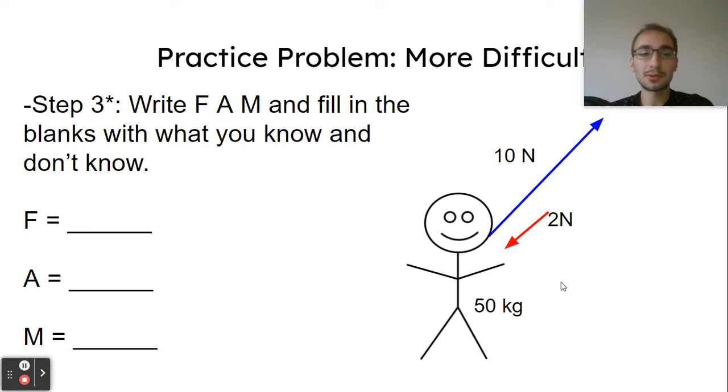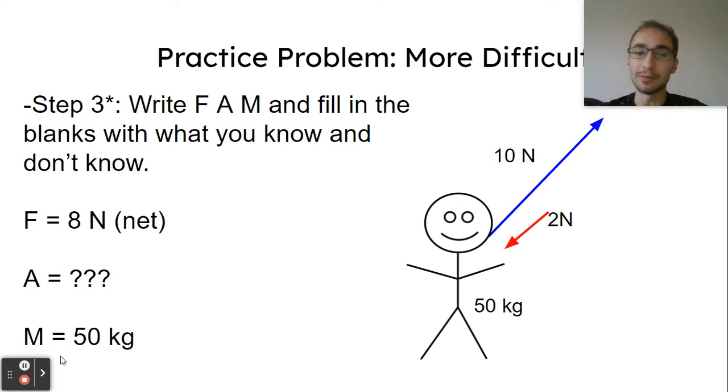Next one, write F equals, A equals, and M equals, and then fill in the blank for what you know. If you don't remember, F equals force, but here we want to use net force. We have 2 different forces, so you just need to be thinking about the net force here. So put the net force for F here, put the A and the M here in the blanks. You don't know one of them. I'm not going to spoil it yet. Please fill in the blanks for F equals, A equals, M equals.